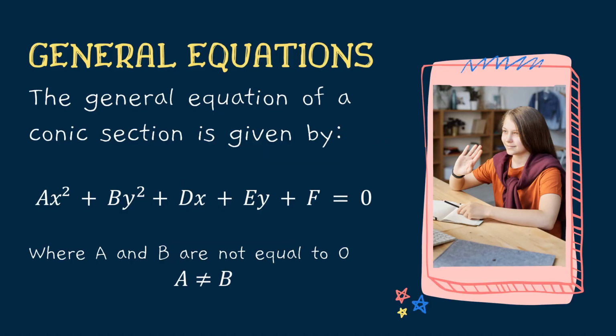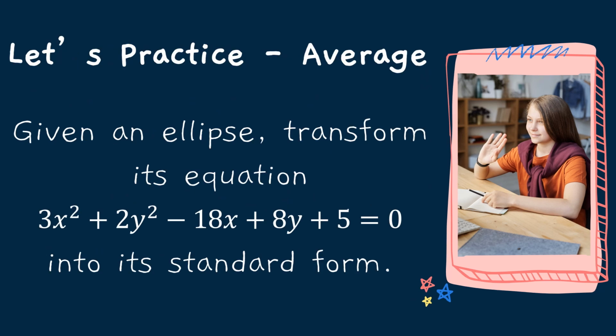But what is the use of the general format and the standard format again? Remember that the general equation is always in the format of ax squared plus by squared plus dx plus ey plus f is equal to 0, where your a and b are not equal to each other, but they are not equal to 0. Bawal pong magkaroon ng 0 na value si a or si b, or kahit man sino sa kanila. Bawal po silang magkaroon ng 0 na value because it will change the graph of your conic section if that happened.